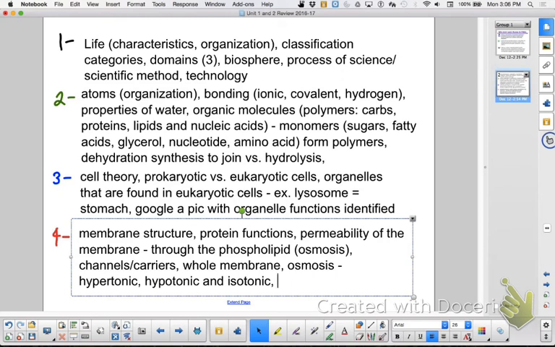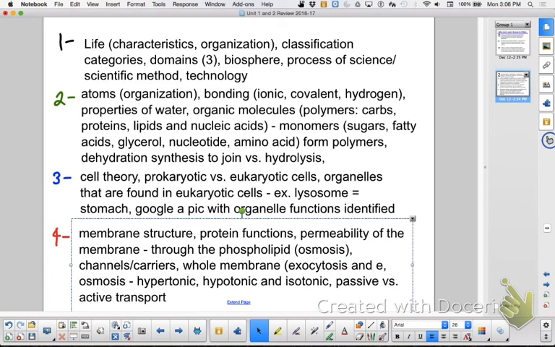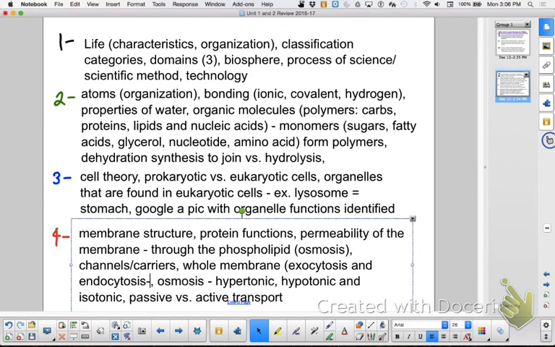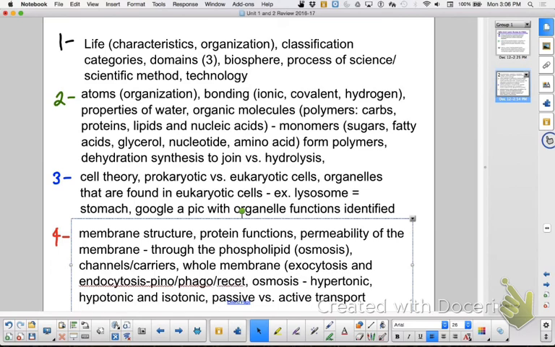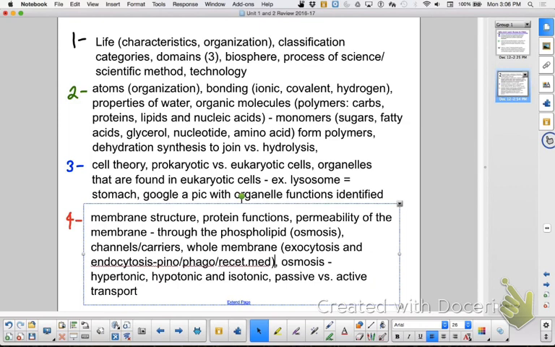Okay, and then we also discussed passive versus active transport. So passive transport does not require any energy, but active does. So when would you use active transport? When you go against the concentration gradient, right? Or whole membrane. And whole membrane would be what kind? Endocytosis? Yep. There was exocytosis and endocytosis. And of endocytosis, there was pino and phago and receptor mediated. Remember that.